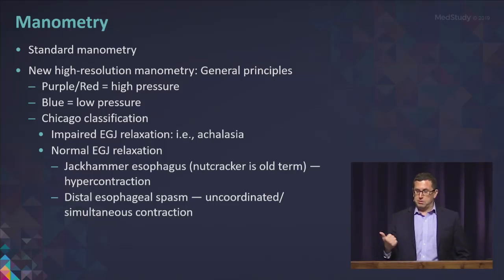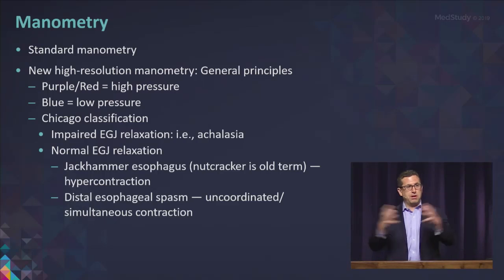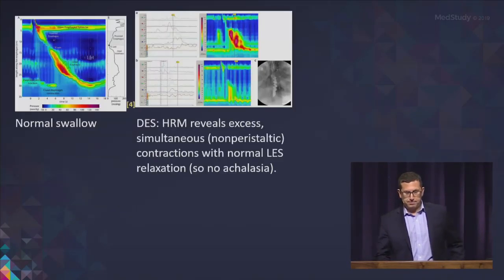So 2 of the most common would be distal esophageal spasm, which we just discussed, which is uncoordinated simultaneous contractions, and something called jackhammer esophagus, where there's very vigorous contractions.